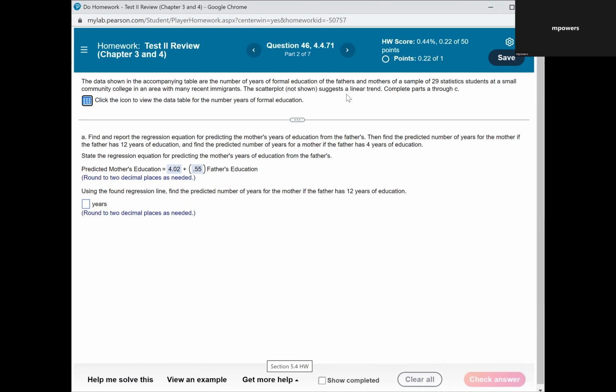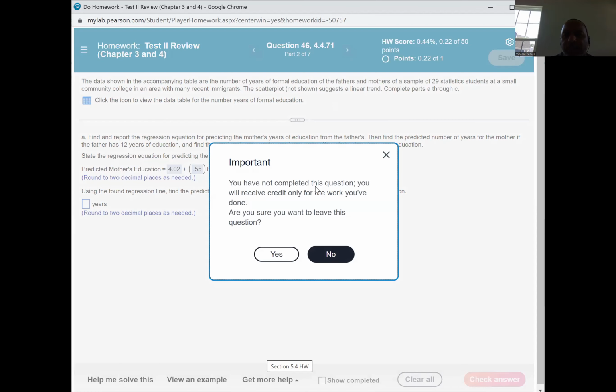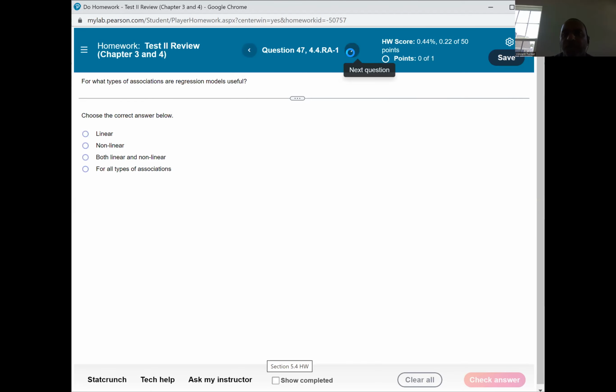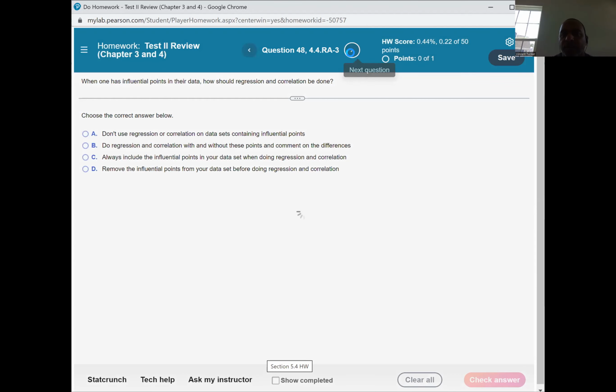Okay. So since it does all this calculating, I don't need to actually know what Y bar or X bar are? Unless you see a problem that asks you for it, then no. These problems will be the same problems you'll see on your test.